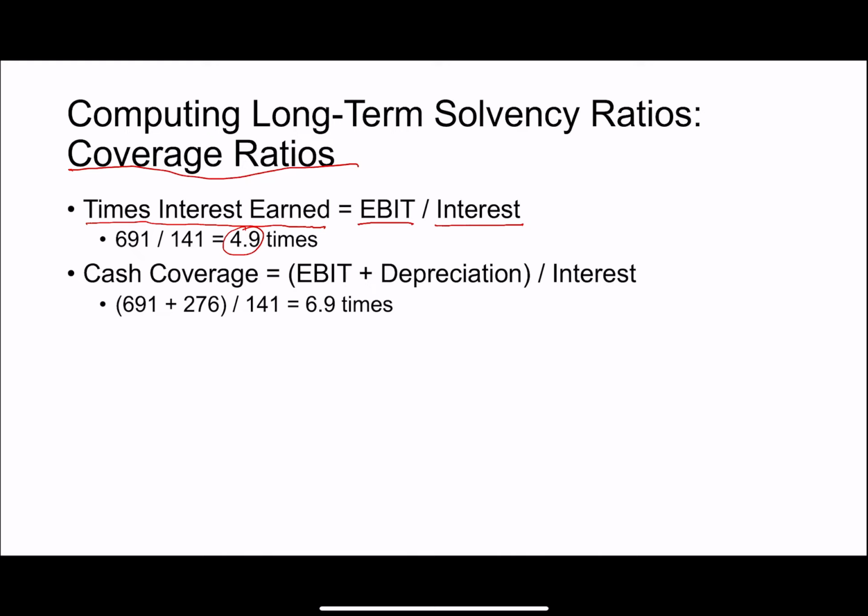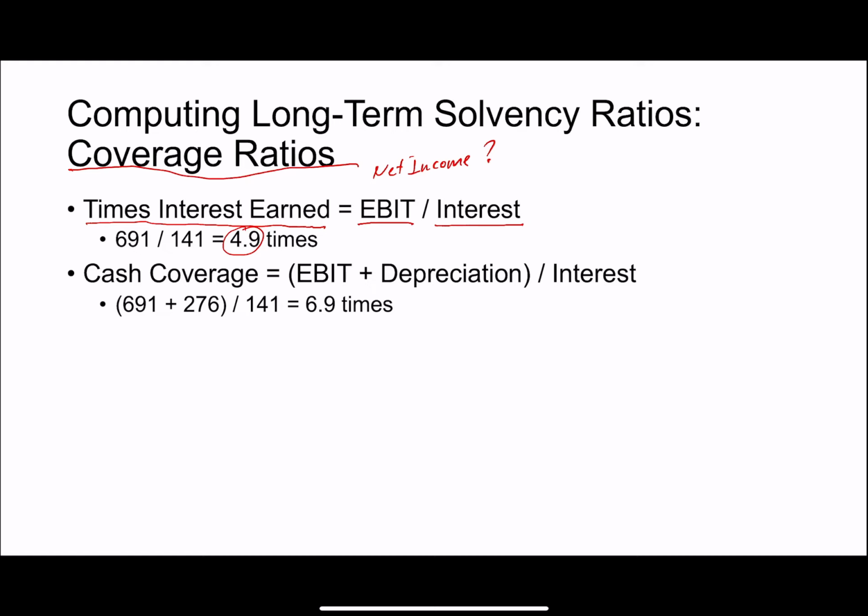Now, an important question is why it's EBIT in the numerator and not, let's say, net income? Why wouldn't we want to have net income here? The answer is very simple. Net income is calculated by already subtracting taxes and interest expense. We want to know how much money the firm generates before it pays interest and before it pays taxes, because that's where the banks actually get their interest money.